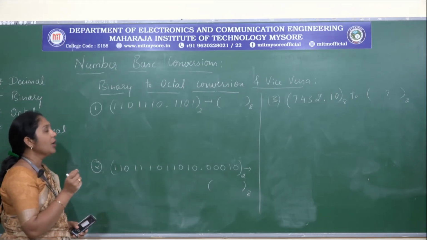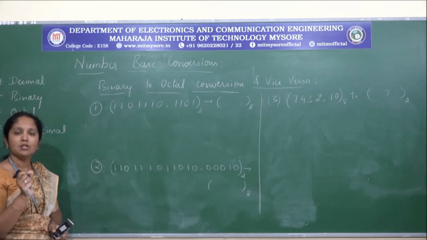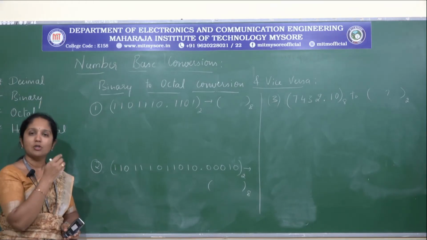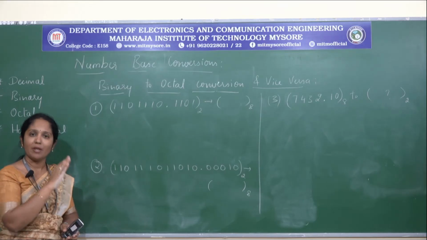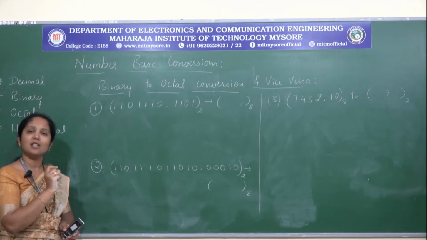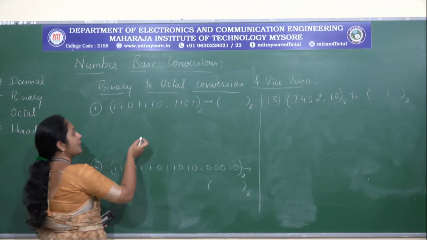Yes, now let us see the grouping, and let us understand how to convert. It is very simple. So hexadecimal conversion as well as octal to binary, binary to octal, these 4 conversions we have are very simple compared to the previous methods we have discussed. So here we just need to group and write the equivalent. So that is all. Yes. Now let us start grouping.